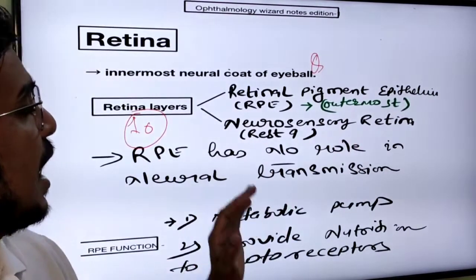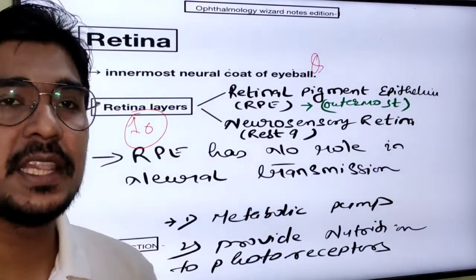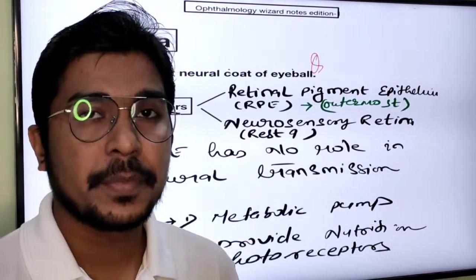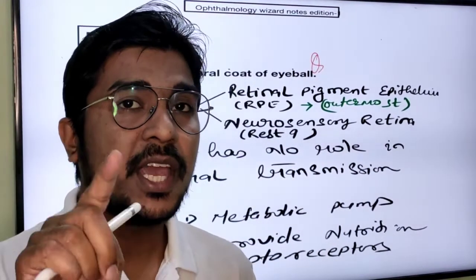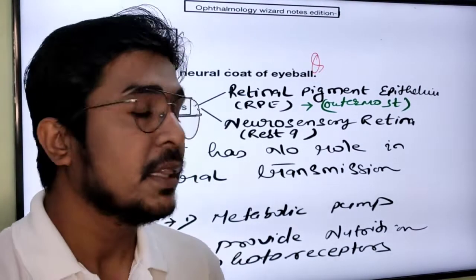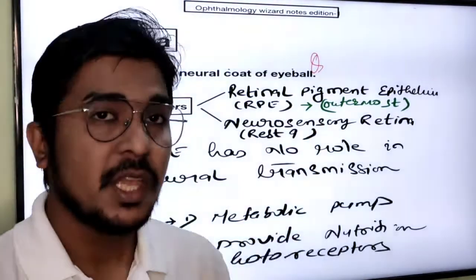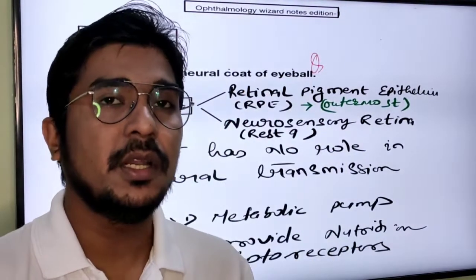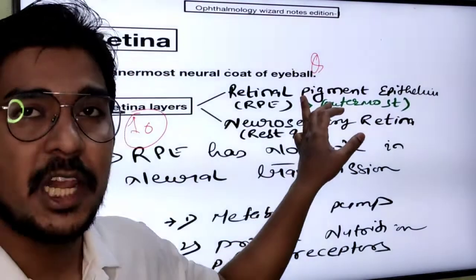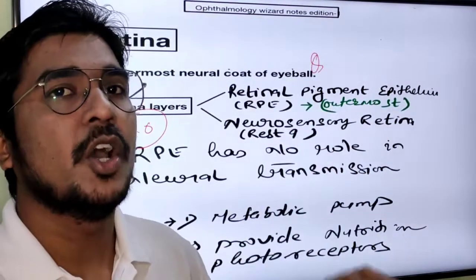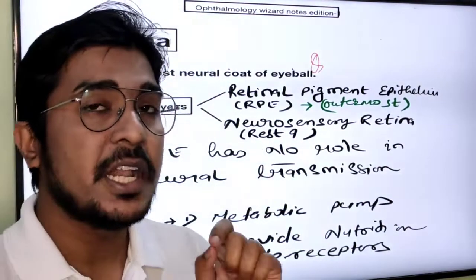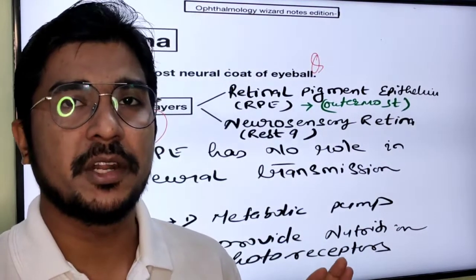Coming to the next point, this RPE has no role in neural transmission, and that's why it is not included along with the other 9 layers of the neurosensory retina. But this is not all. There is another anatomical and embryological difference: the retinal pigment epithelium develops from the outer part of the neuroectoderm, and the neurosensory retina develops from the inner part of the neuroectoderm.